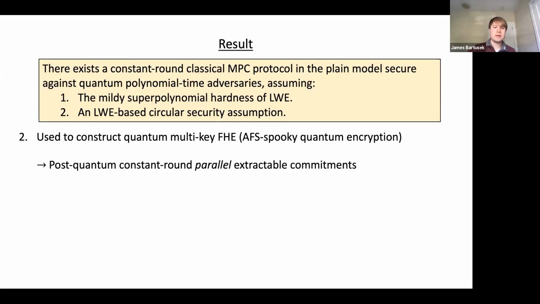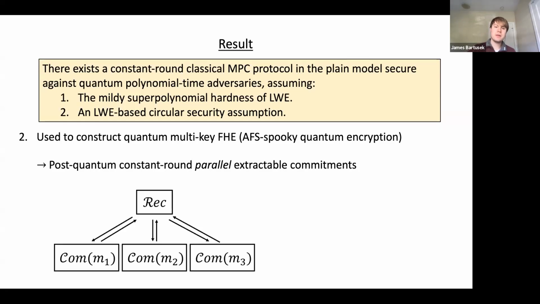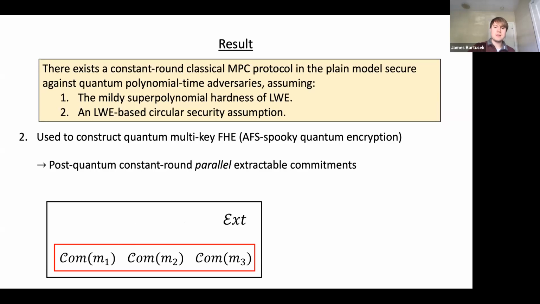And what we use this to build is, first of all, a constant round parallel extractable commitment. And the novelty here is in the parallel setting, and just so you have a picture in your head, a parallel extractable commitment is a setting where you have a single receiver interacting with multiple committers at once. And you want to say if there's an adversary that corrupts all of these committers at once, then even in such a case, there exists an extractor that can extract all of their inputs. So even if these committers are operating in parallel.